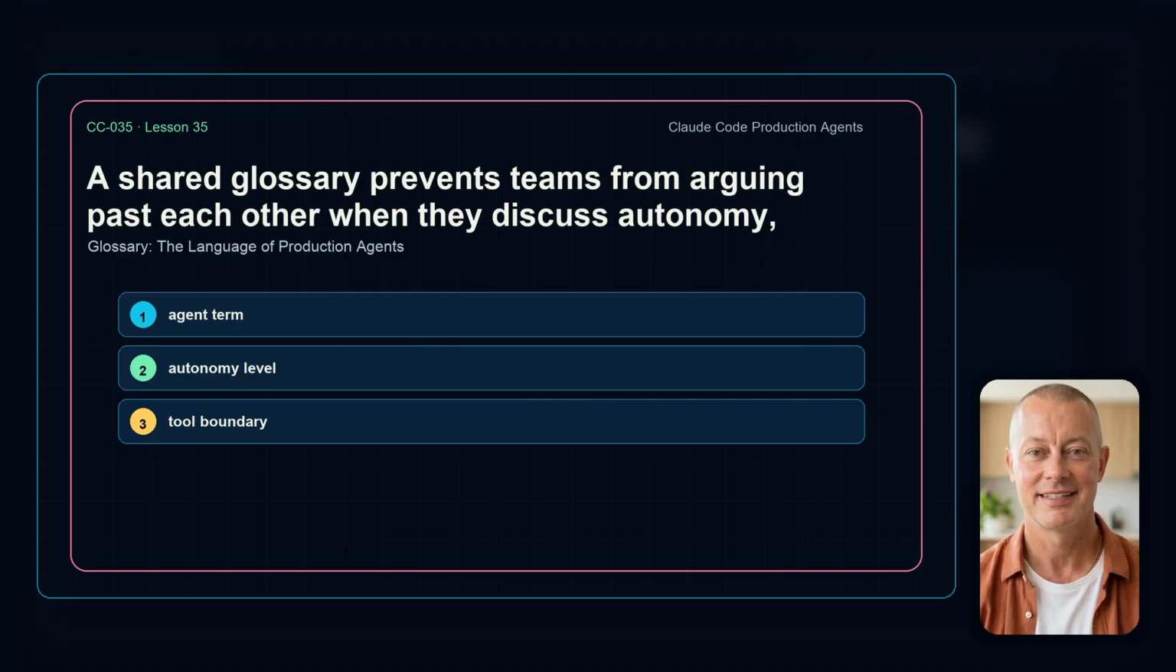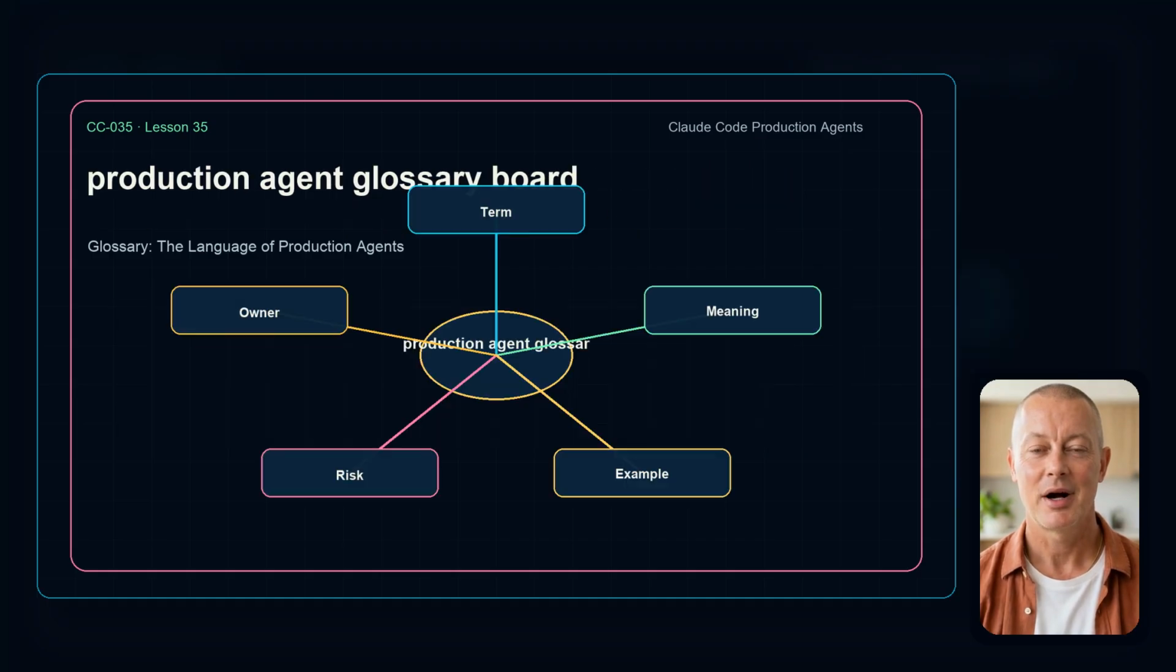The core idea is this: a shared glossary prevents teams from arguing past each other when they discuss autonomy, tools, evals, governance, and risk. The answer is only one part of the system. The path, controls, ownership, and recovery plan matter too.